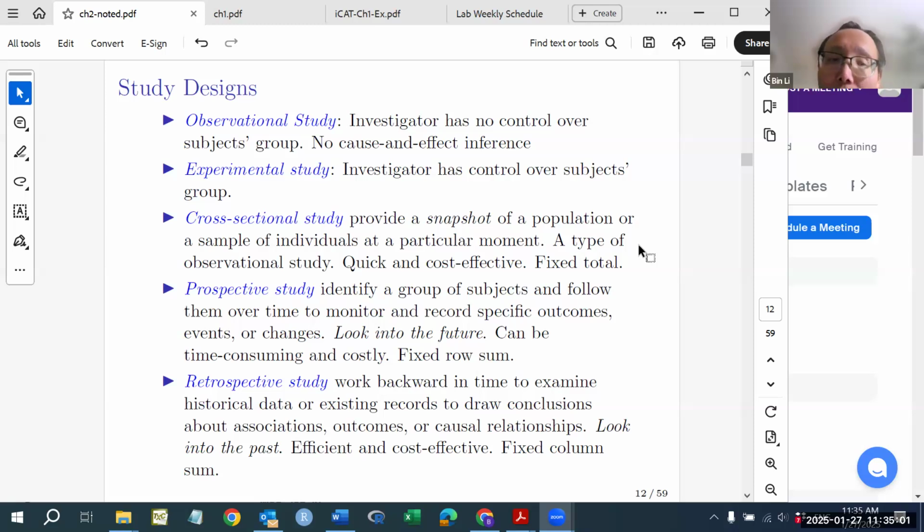The next one is the cross-sectional study. This one is a snapshot of a population or a sample of individuals at a particular time point. This is a type of observational study. The good thing about this cross-sectional study is that it is very quick. It's just a snapshot. You don't have to wait. It's very cost effective. And that usually relates to fixed total.